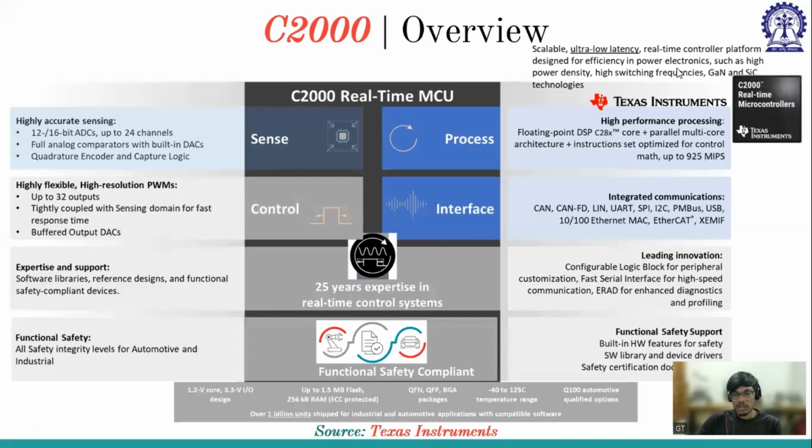So the overview of the C2000: all these slides are taken from the Texas Instruments people who have provided them, and these are discussed in detail in the lectures. I'm just giving a brief summary. They have very accurate sensing, and they have 12-bit or 16-bit ADCs up to 24 channels. Depending on that, you have to configure the channels and then use them. They also have comparators with built-in DACs. So they have ADCs, DACs, comparators, because it is specifically made for this application. Whatever hardware is needed will be built in.